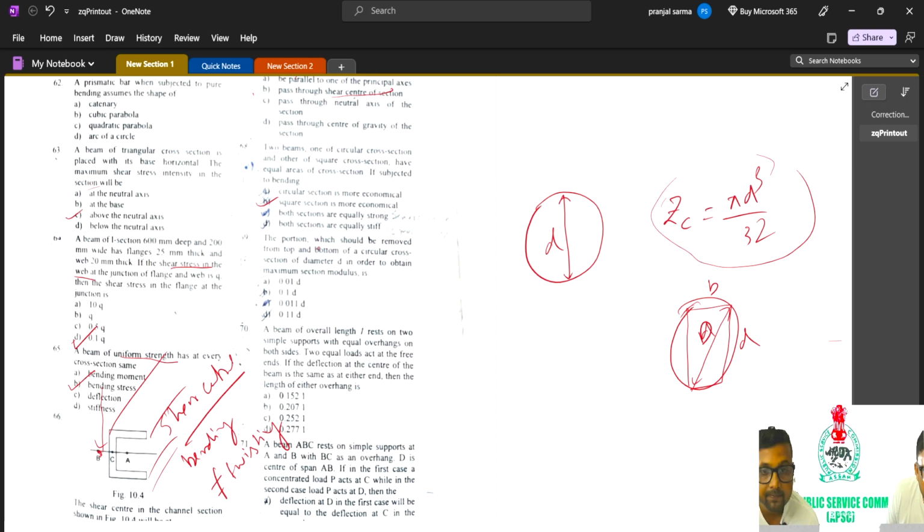The question is, the portion that should be removed from the top and bottom of the circular cross section of diameter d in order to obtain the maximum sectional modulus. If we want the maximum sectional modulus, what value should we remove? If you remove 0.011d from top and bottom, you will get the maximum sectional modulus of this particular section. Answer is C. You have to remember this.